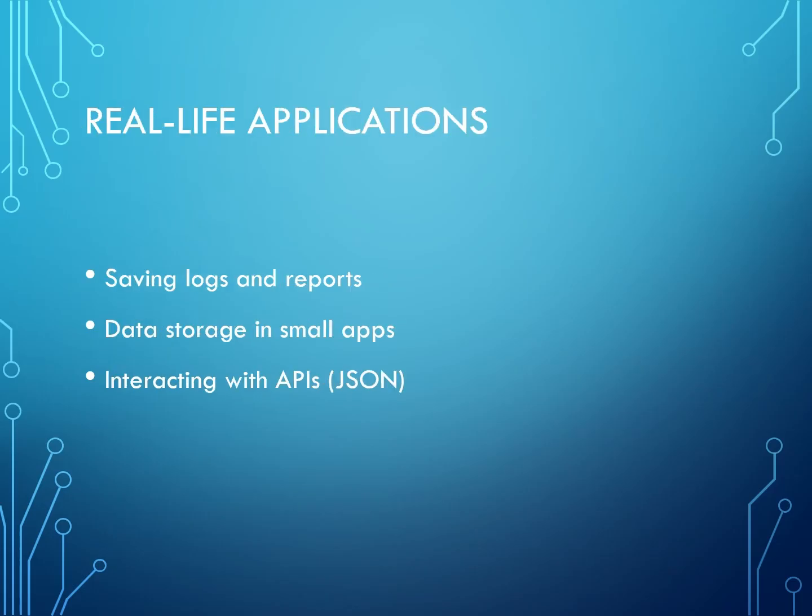Now let's talk about how these concepts are used in real life. First, saving logs and reports. Many Python programs use file handling to record logs such as errors, user activity, or system events. Second, Python is perfect for data storage in small apps. You can store user settings, notes, or basic app data in text or JSON files. Lastly, when apps or websites interact with online services or APIs, they often exchange data in JSON format. Python helps us work with APIs and parse JSON, making it easy to extract, use, and save that data for various applications.